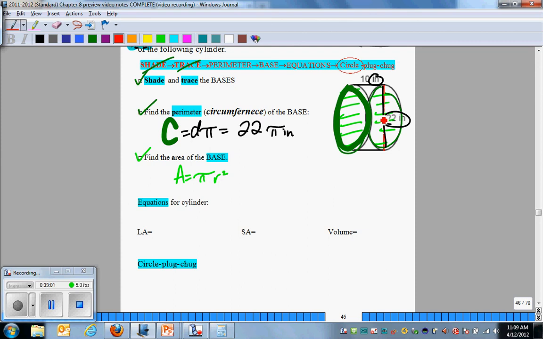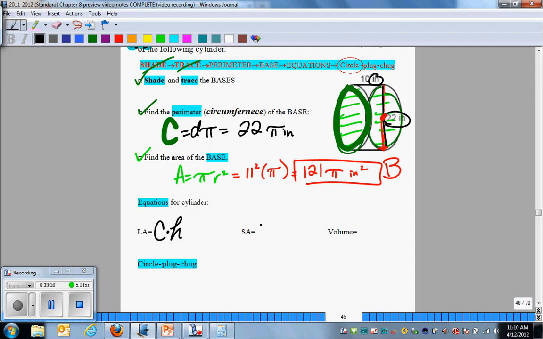is really, really good. Be careful here. Our radius is not 22, it's 11. So we do 11 squared times pi. 11 times 11 is a perfect square. That's going to be 121 pi inches squared. That is going to be our B. Remember, B is area of the base. Now we write our equations out. Lateral area is circumference times height. Surface area is lateral area plus 2 bases. Volume is base times height.